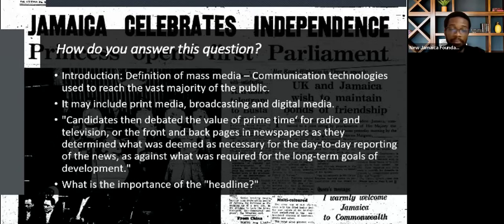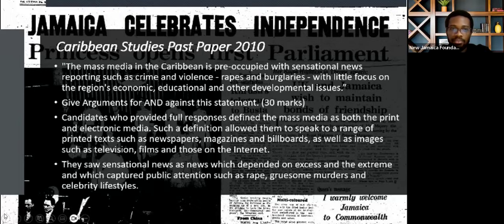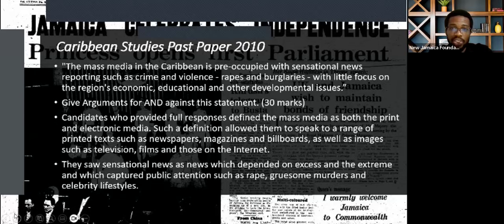broadcast, and digital media. Candidates then debated the value of prime time for radio and television or the front and back pages in newspapers as they determined what was deemed necessary for the day-to-day reporting of the news as against what was required for the long-term goals of development. So the question asks you to state that you're arguing both for and against. One, the mass media is sensational, and one, it isn't.